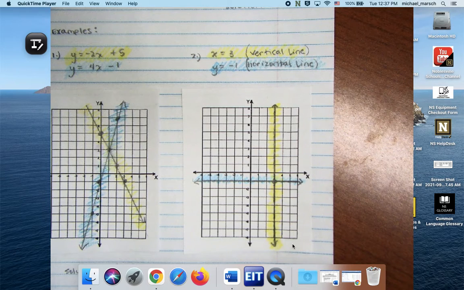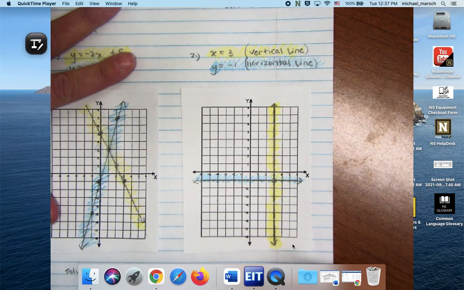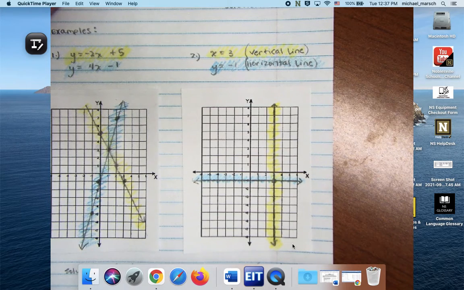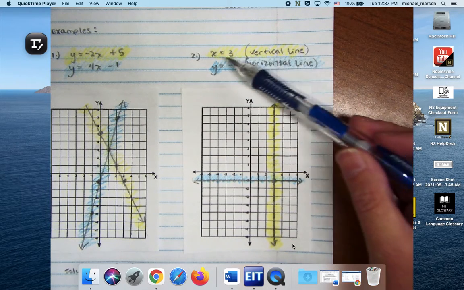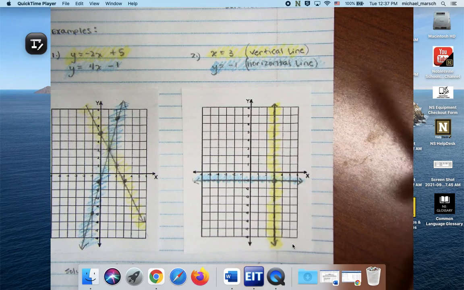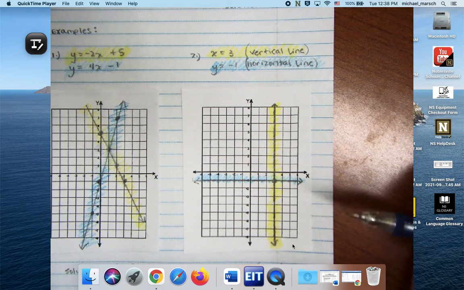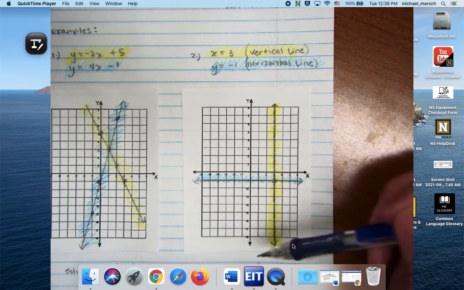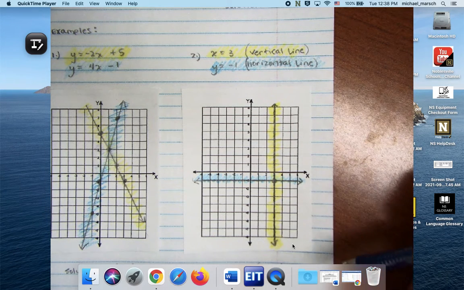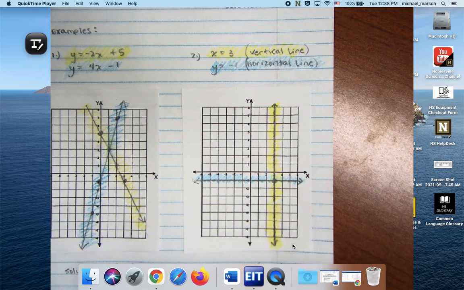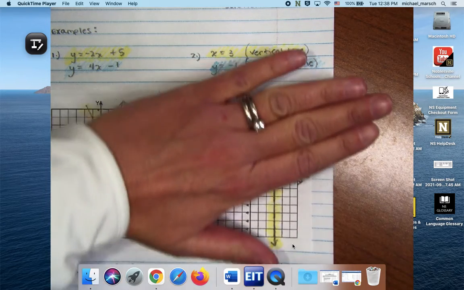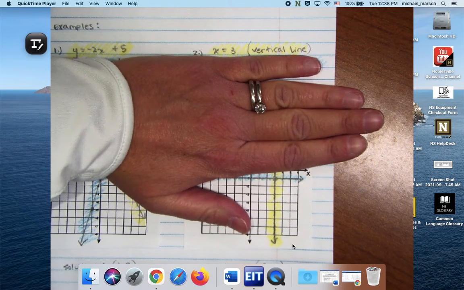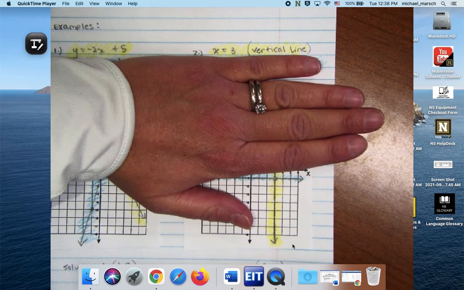So my solution is 3, negative 1. What do you notice about my solution and the values I started out with? Yep, yep, exactly. If you're only given one of these as one of the equations, then you know that that's going to be your x or y value of the solution.